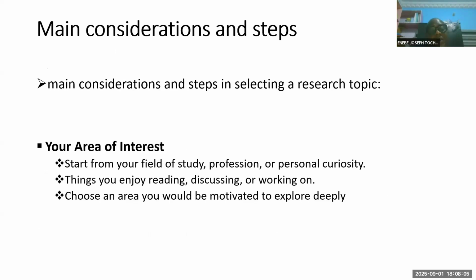So there are some considerations and steps required in selecting a research topic. First of all, you have to talk about your area of interest. Okay? You are in community medicine. You are interested in maternal and child health. However, if you want to start doing health promotion research, it won't work for you because you may not have that interest. So you should stay in your area of interest, which is maternal and child.